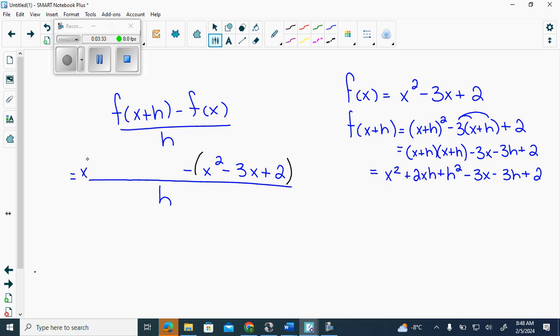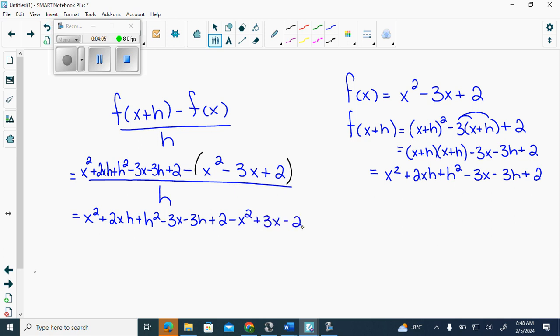So I get x squared plus 2xh plus h squared, like I said, I didn't give enough room, minus 3x minus 3h plus 2. And then our next step is to distribute that through, so we get x squared plus 2xh plus h squared minus 3x minus 3h plus 2 minus x squared plus 3x minus 2 all over h.